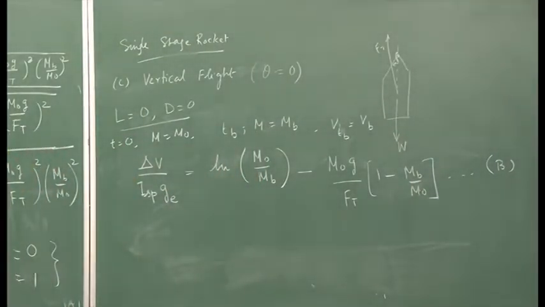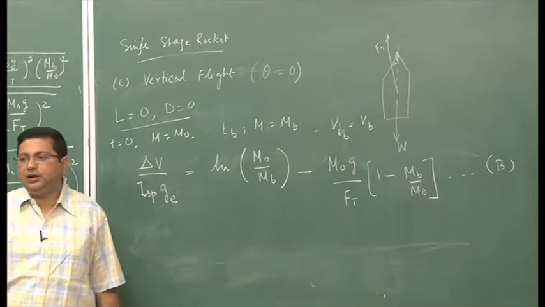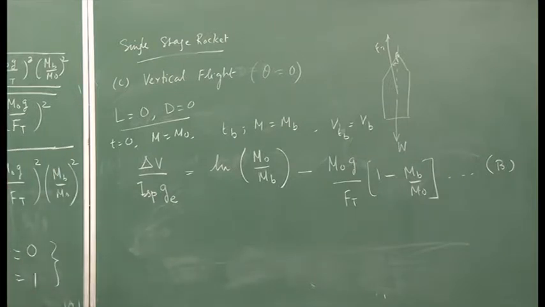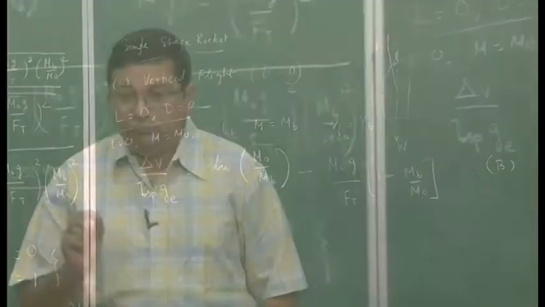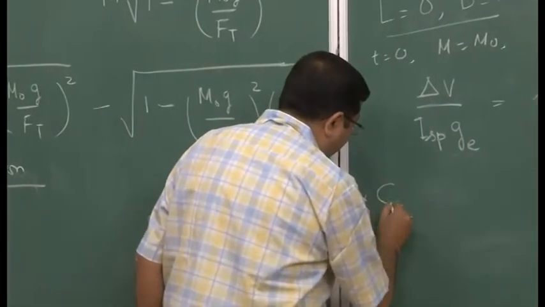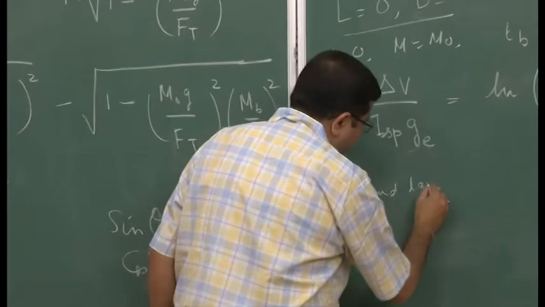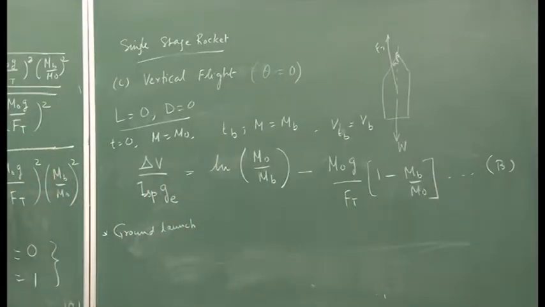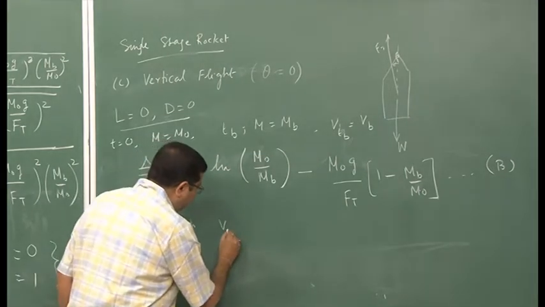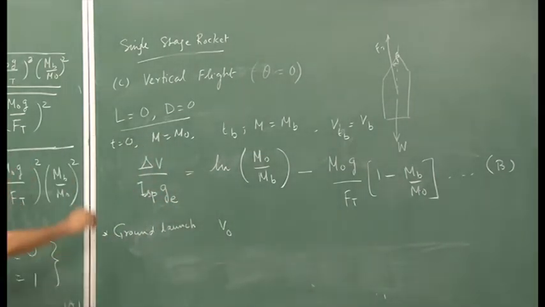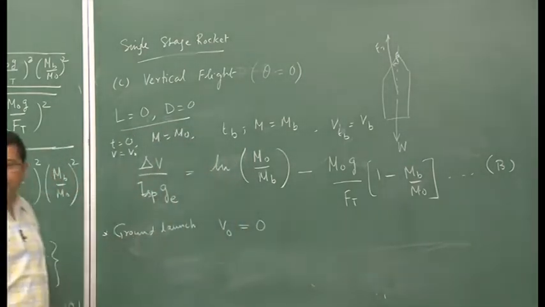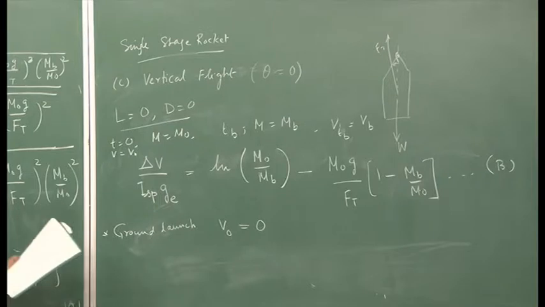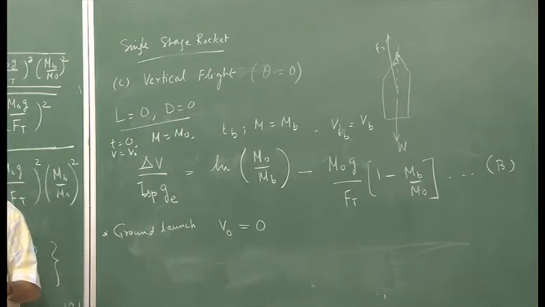Now, this is the simplified equation that we get for the velocity increment for a rocket vehicle which is flying vertically upward, if we launch the vehicle from ground. Now, the special case, ground launch. Then, what is V0? That is the initial velocity at time t equal to 0. V0 is 0. So, the initial velocity is 0 at time t equal to 0. And then, as it is going up, the velocity is increasing.